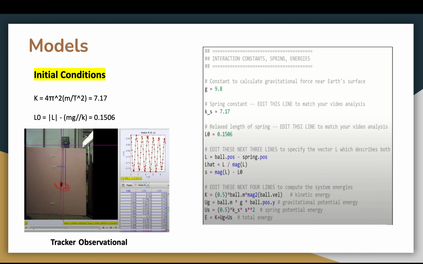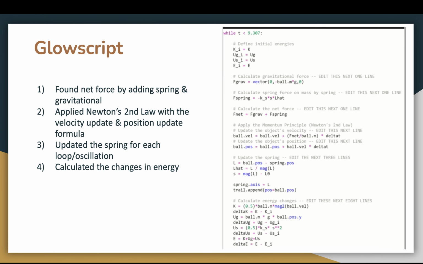For my code, I set up the energy equation including 1/2 mv squared for kinetic, mgh for gravitational, and 0.5 ks squared for spring potential, and added these three components together to create my total energy equation. For my while loop, I used elements of Newton's second law and work energy principle to calculate my energy changes over time. So first I found the net force by adding the spring and gravitational forces. Then I applied Newton's second law with the velocity update and the position update formula. Then I updated s for the loop each time, and finally I calculated my changes in energy that would be utilized in every single while loop.